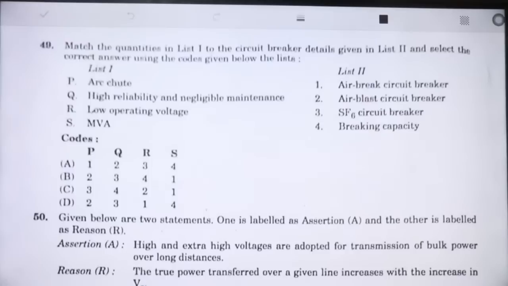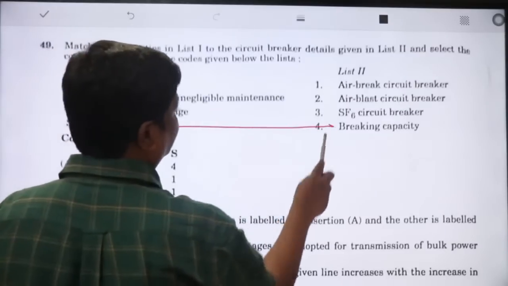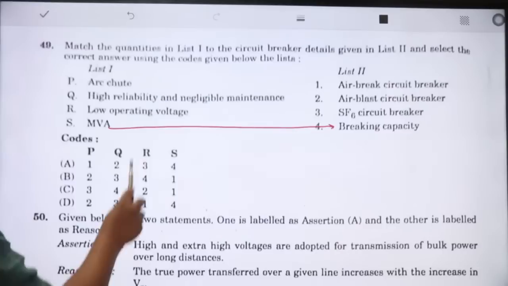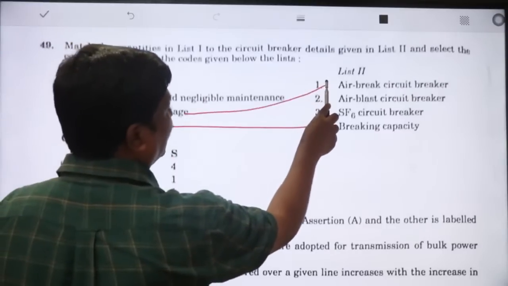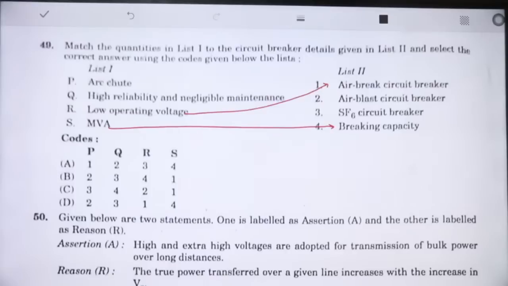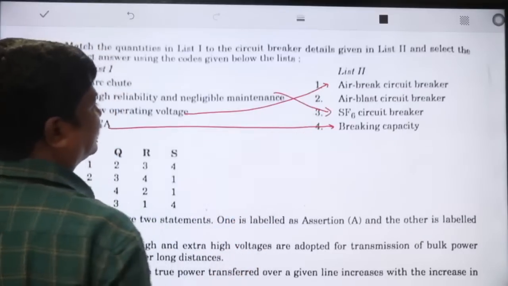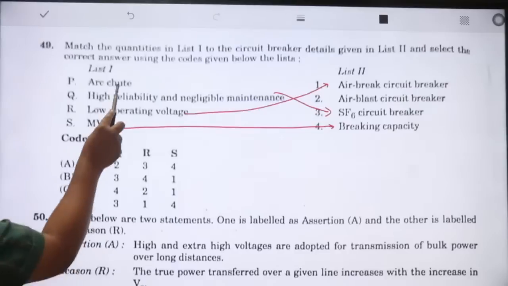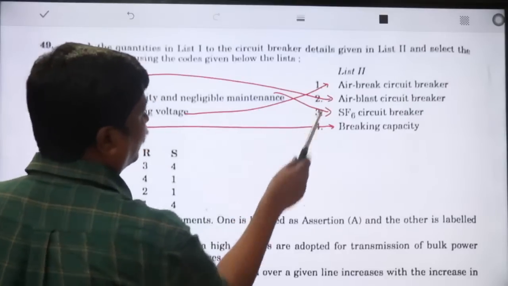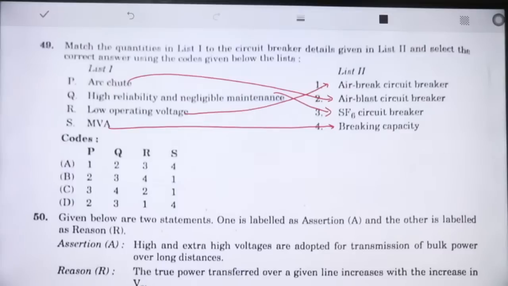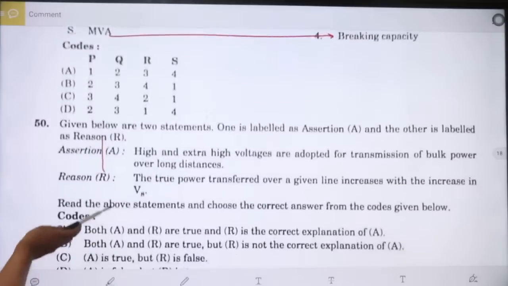Next, here also match the following. Breaking capacity is in MVA. Low operating voltage is for air break circuit breakers. High reliability and negligible maintenance, I think SF6. Some maintenance is there, not that much. Arc chute will be there for air blast. Splitting is like that. According to that, you can choose the answer for this, whatever is available. Next.